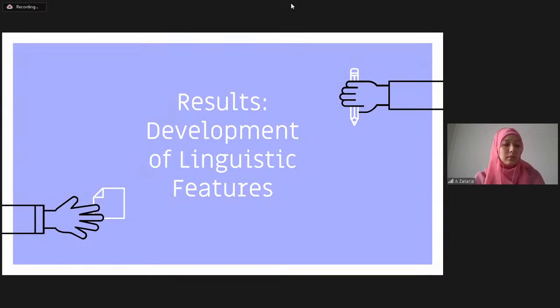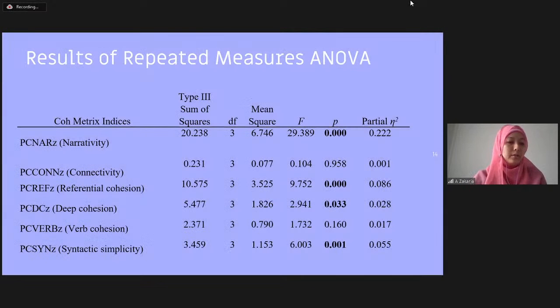For the second research question, on how students progressed, we found significant differences over time on narrativity, as we can see here, narrativity, referential cohesion, deep cohesion, and syntactic simplicity. These are the indices in which students have actually shown progress over time.